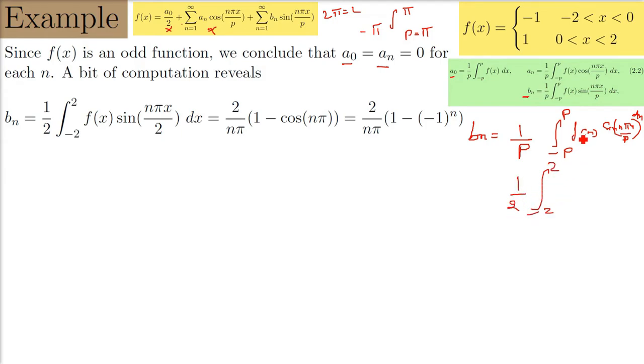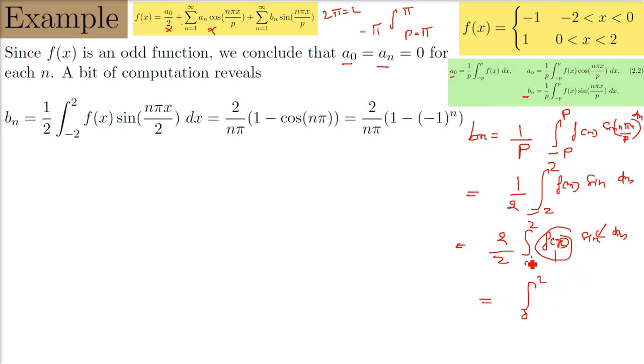So f(x) sine dx, where sine has n pi x by 2 inside. Now, I'm just trying to show you that this is an even function. So just take 2 outside, integral from 0 to 2 of f(x) sine dx. Now f(x) between 0 and 2 is 1, as given in the question. So from 0 to 2, f(x) is already 1, and the sine, now written in full, is sine(n pi x by 2) dx.